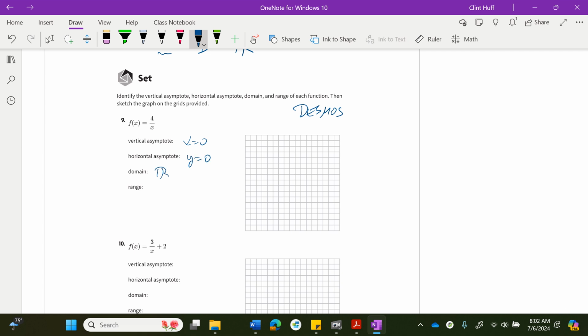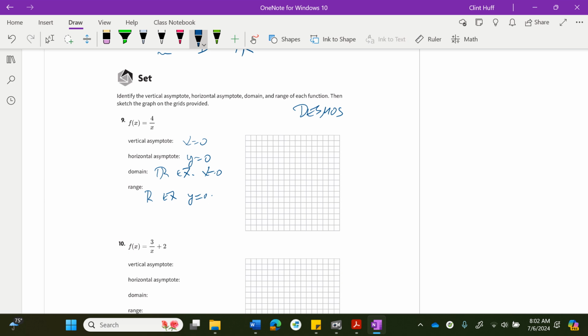The domain is all real numbers except x equals 0. And the range, I guess, is all real values except y is equal to 0.